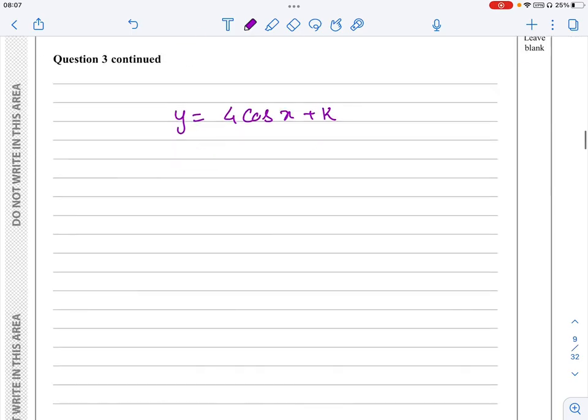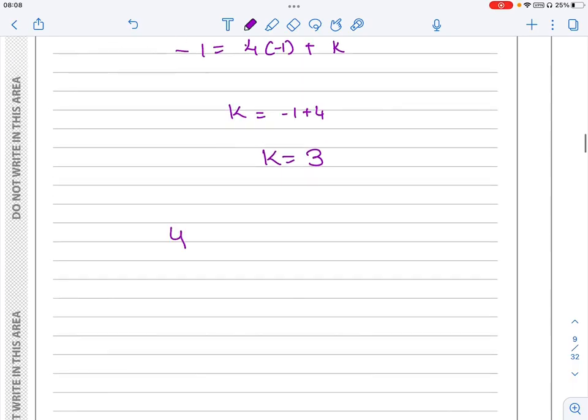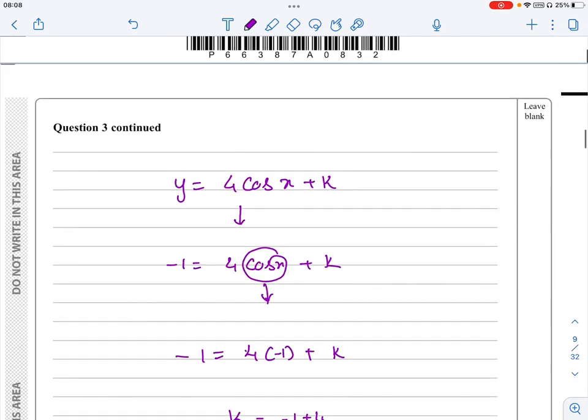So the minimum value of this curve is minus 1. So minus 1 equals 4 cos x plus k. Basically, the minimum value of cos x is minus 1. So minus 1 equals 4 times minus 1 plus k. So k equals minus 1 plus 4, so k equals 3. What is the equation? 4 cos x plus 3.